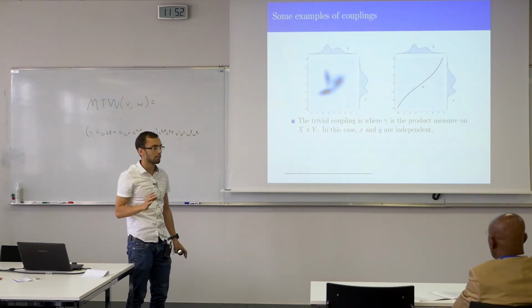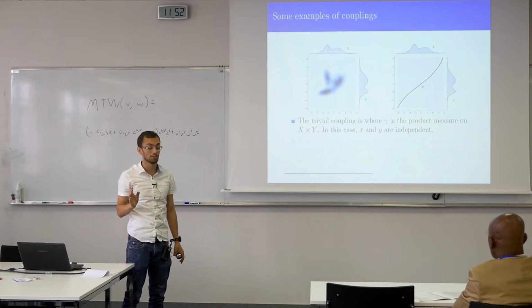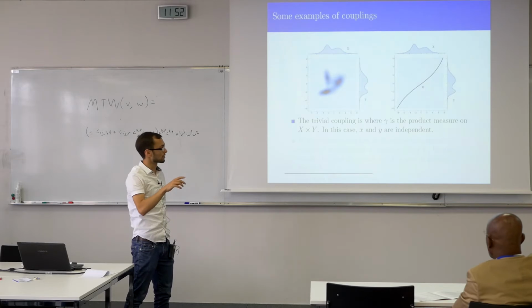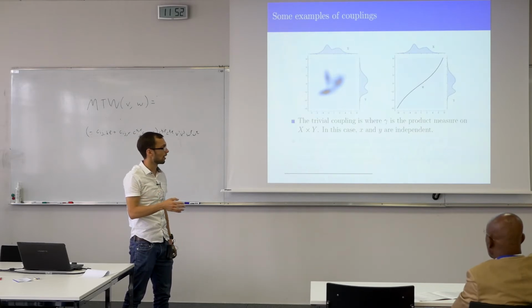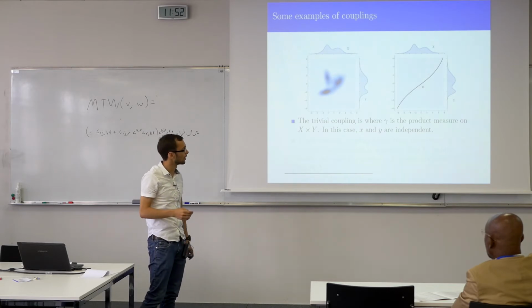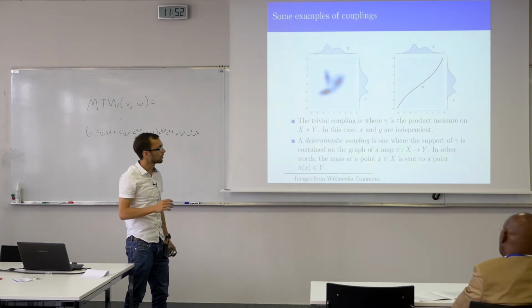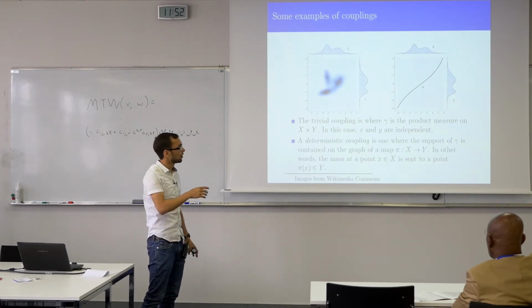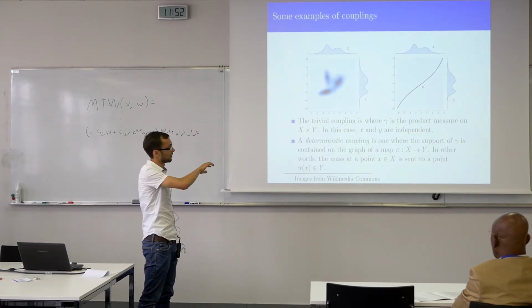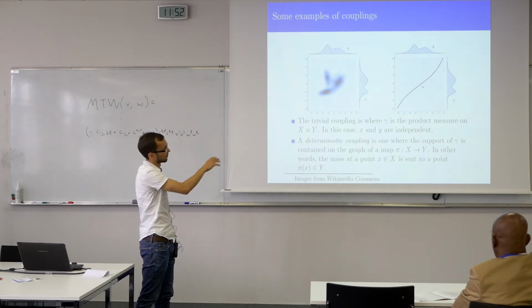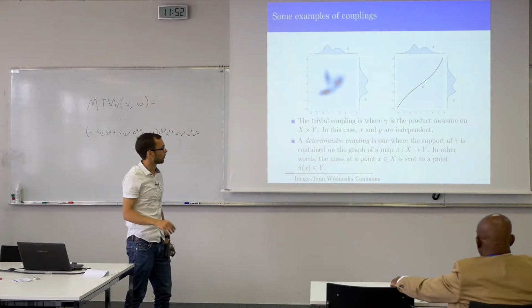So there's 2 extremes of coupling. The trivial one, which I don't have a picture of, is when gamma is just the product measure on x and y. And in this case, the random variables x and y you can think of as independent. The other extreme is a deterministic coupling, which is when the support of gamma is contained entirely inside a graph. So that's the picture on the right-hand side.